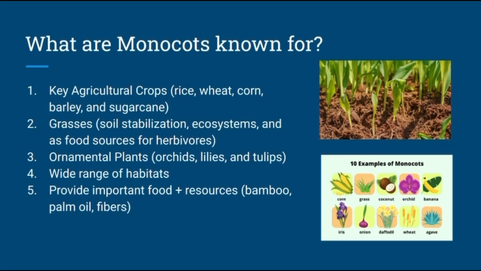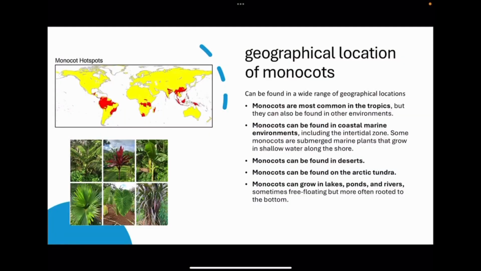Next, monocots are known for their wide range of habitats. Monocots can be found in a wide range of geographical locations. Monocots are most common in the tropics, but can also be found in other environments. Monocots can be found in coastal marine environments, including the intertidal zone. Some monocots are submerged marine plants that grow in shallow water along the shore. Monocots can be found in deserts, and they can also be found in the Arctic tundra. Monocots can grow in lakes, ponds, and rivers, sometimes free-floating but more often rooted to the bottom.